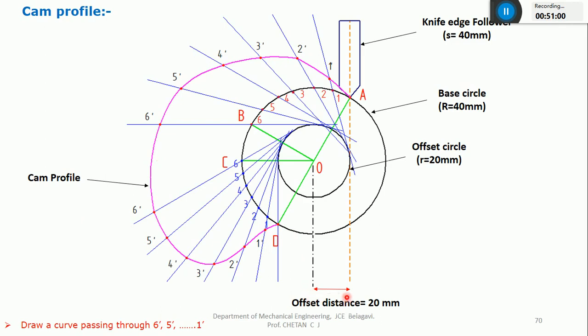And you can see the distance. This is the axis of the camshaft, and this is the axis of the follower, and they are not the same. They are away by a distance of 20 mm, which is the offset distance. This is a base circle with a radius of 40. This is the offset circle, and this is the knife edge follower with a height of 40 mm. So this is the cam profile for the second condition.